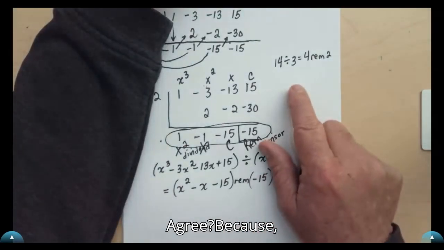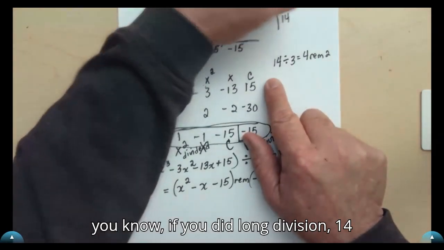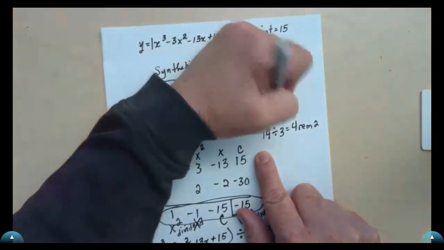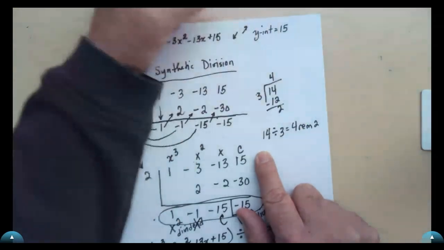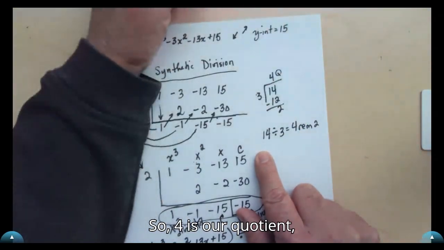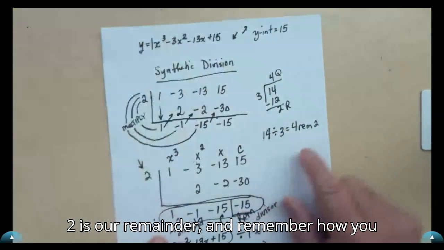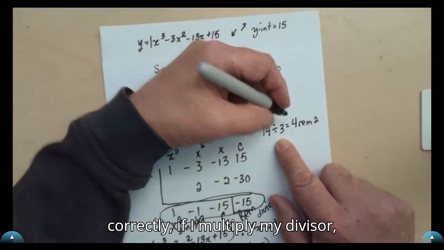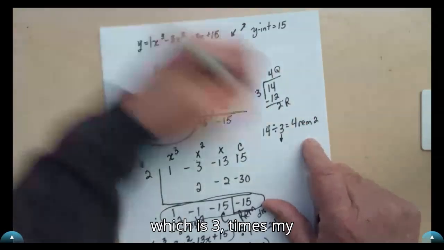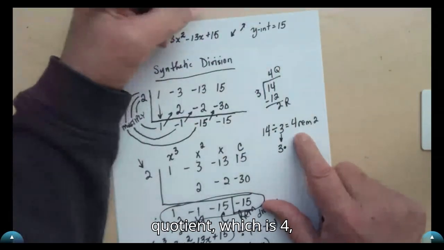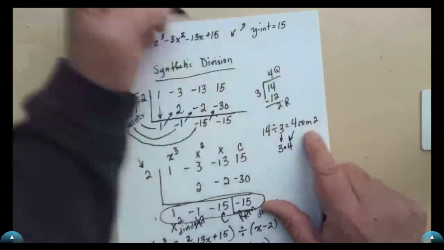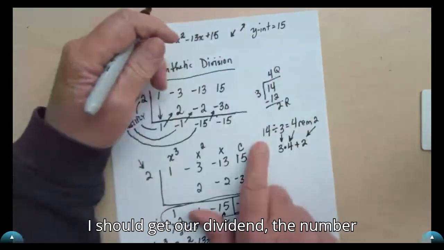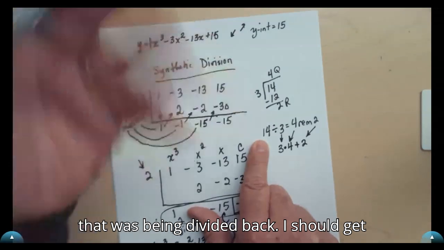Agree? Because if you did long division, 14 divided by 3, 3 goes into 14 4 times. 4 times 3 is 12. 14 minus 12 is 2. So 4 is our quotient. 2 is our remainder. And remember how you check a division problem? If we've done a division problem here and done it correctly, if I multiply my divisor, which is 3, times my quotient, which is 4, and I then add my remainder, which is 2, I should get our dividend, the number that was being divided back. I should get 14, right?